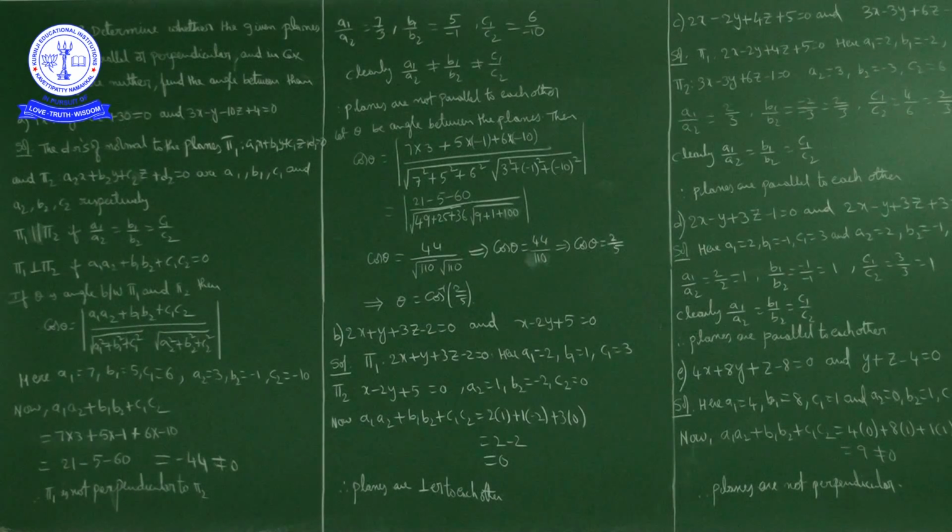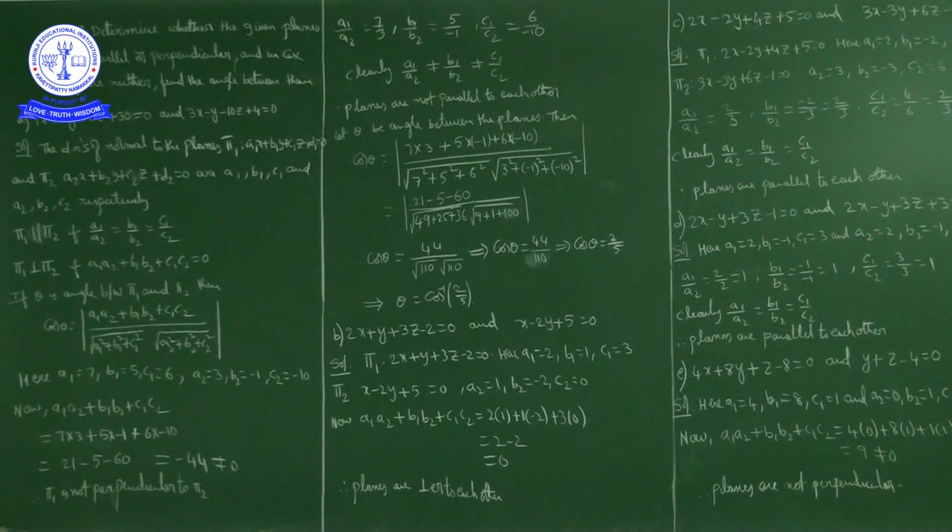So here, what do we have? A1 is 7, B1 is 5, C1 is 6. A2 is 3, B2 is minus 1, C2 is minus 10. So A1, B1, C1 are 7, 5, 6, and A2, B2, C2 are 3, minus 1, minus 10.